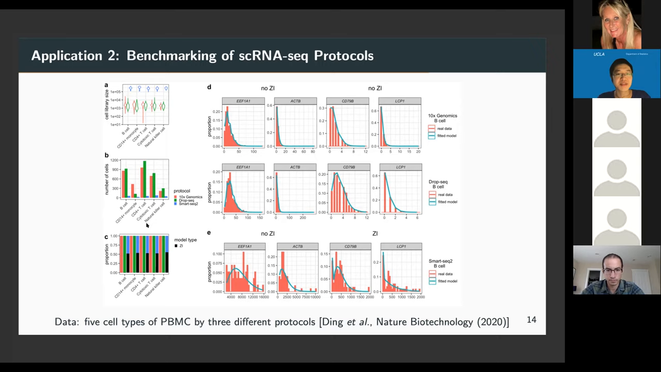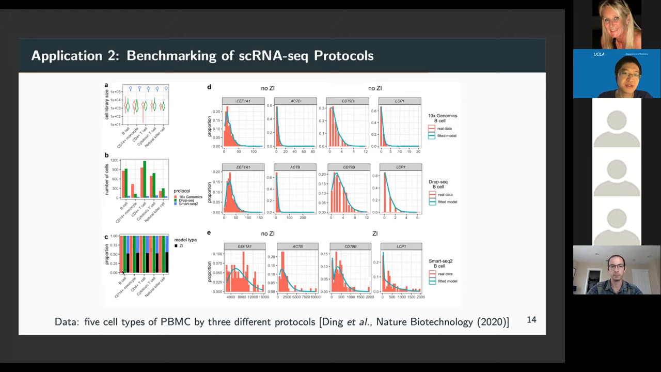But then we can also look at the proportion of selected models for each protocol. And here I have marked the selected models that are marked as zero inflation by black. So you can see from this plot, it's pretty clear that only for SmartSeq2, about half of the genes are selected as having zero inflation, and the other half do not have zero inflation. And for both of these tag-based protocols, there's very little proportion of genes that are determined to have zero inflation.